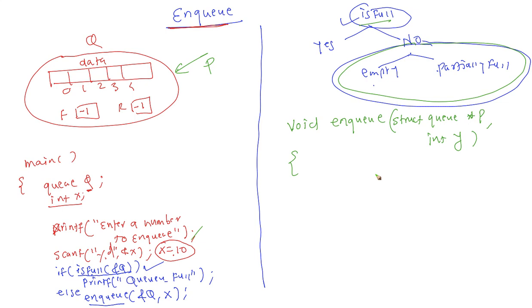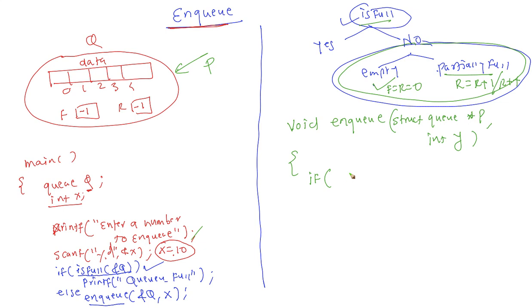So now I need to check these two situations. First situation I'll check, right? Is the queue empty? How will I check that? I'll simply check the value of r. If it is -1, I'll say that I'm in this situation where I need to initialize both f and r to 0. And if the queue is partially full, I need to simply say r is equal to r plus 1, or r plus plus. Both are the same thing, right? So I'll first check this situation.